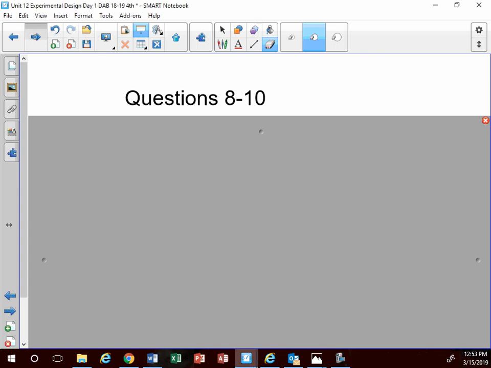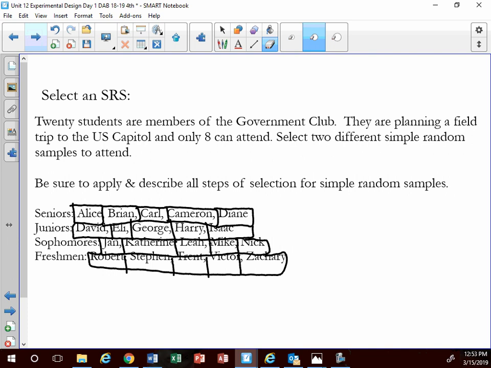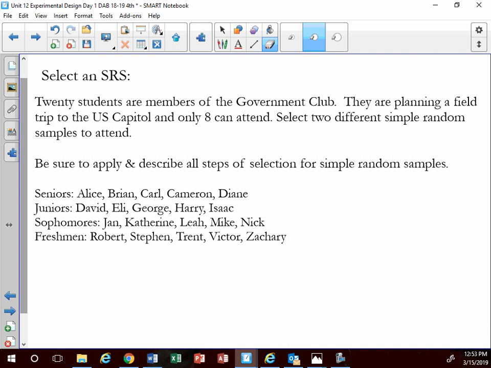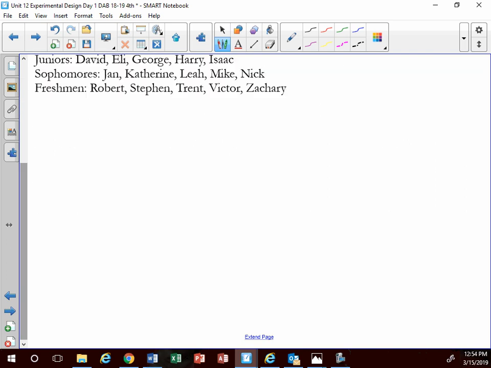So let's do some practice of how we would talk about these groups here. So this is next to that page, find this one. So we've got our 20 students here planning a field trip, and only 8 of the 20 can go. We have to figure out how we're going to select a simple random sample. So I know it says select 2, let's not do 2. Just describe to me how you would do a simple random sample. So let's go through this one together so you can see what I'm looking for.